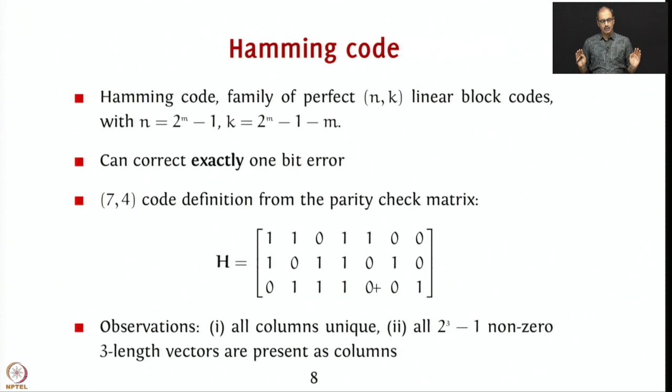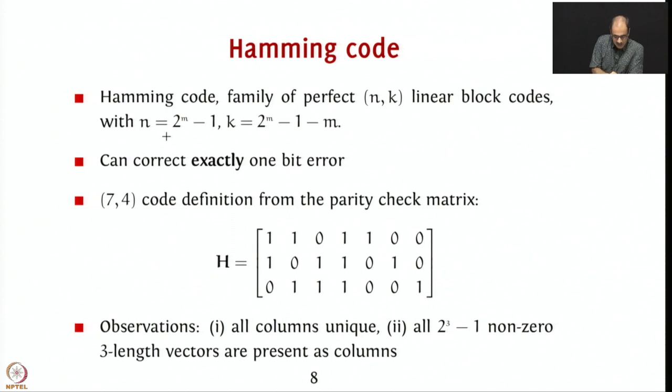So without going into the details of how exactly they are formulated, I will go with an approach where we construct the Hamming code using its parity check matrix. The Hamming code is a family of perfect (n, k) linear block codes. Perfect (n, k) linear block code means one constraint I am imposing is that any n-bit sequence is going to have a minimum distance code word in the code which is unique. That is, no other code word will have the same minimum distance as this particular code word.